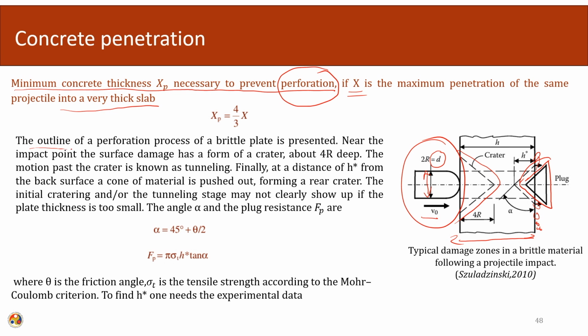So, this is true for a normal type of brittle plate. It can be made of concrete or it can be made of other brittle material also. So, this type of damage will be observed in a brittle type of material.